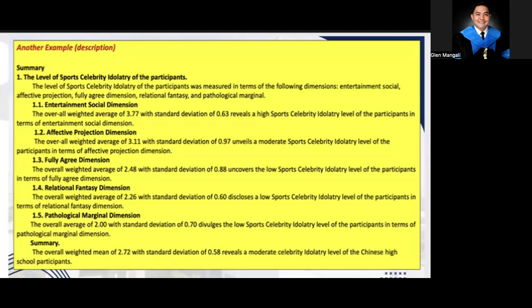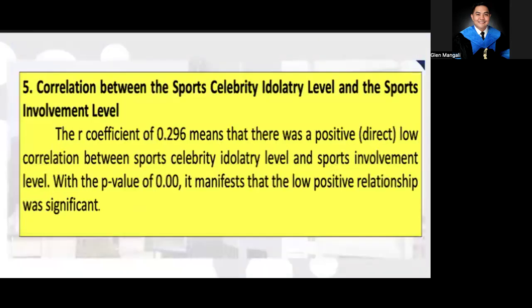Now, if your study also obtains correlation, well, you need to compute for the R coefficient, and then later on make some interpretation about it, and then also inform the p-value. So for example, the R coefficient of 0.296 means that there was a positive, direct, low correlation between sports celebrity idolatry level and sports involvement level. With a p-value of 0.005 or 0.001, it manifests that the low positive relationship was significant.